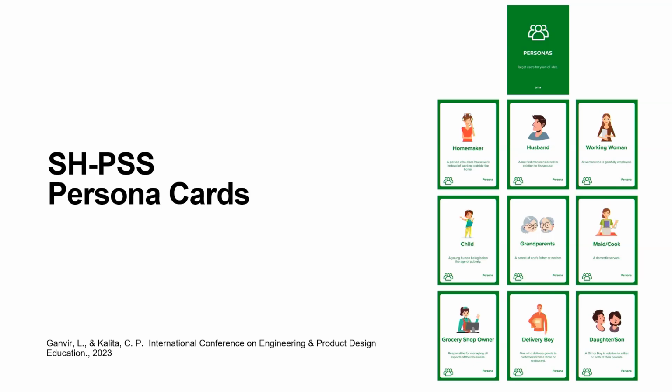Persona cards were like this: homemaker, husband, working woman, child, grandparents, meat cook, grocery shop owner, delivery boy, daughter, son. These were the personas that we had created.